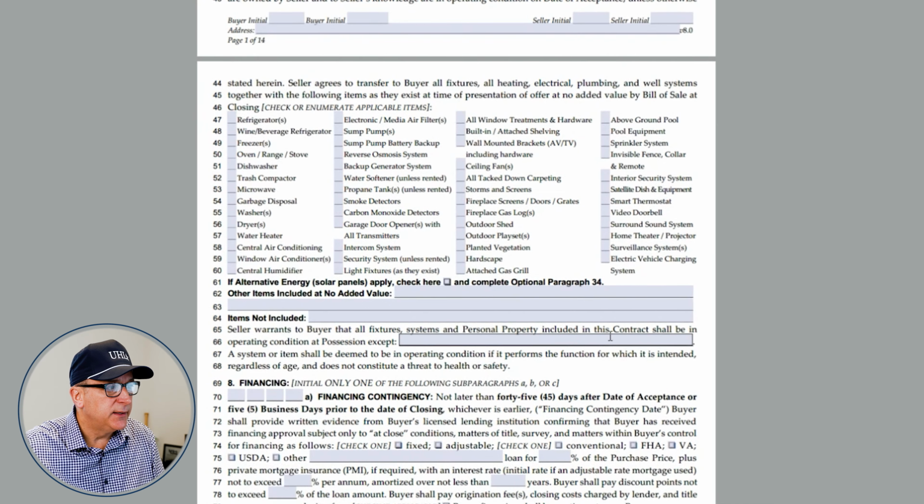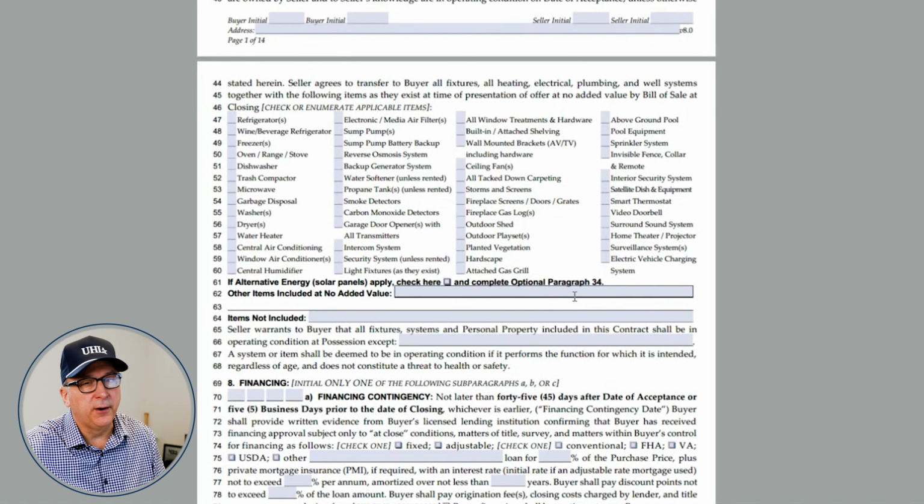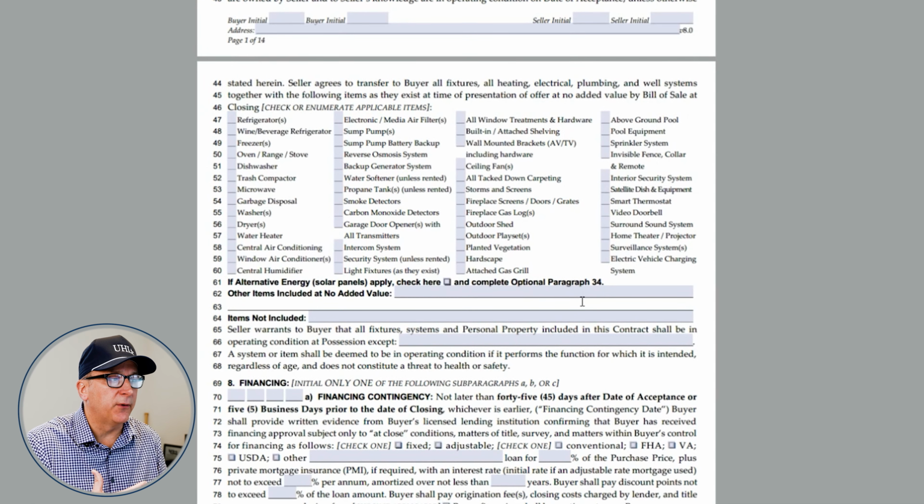The section that gets a lot of people tripped up is right here, where a seller might include other items as part of their home to you as the buyer.